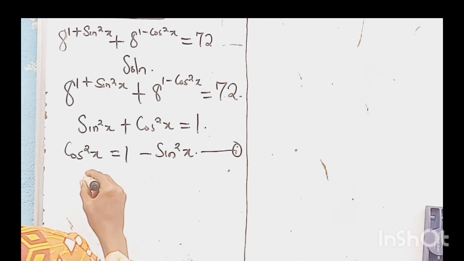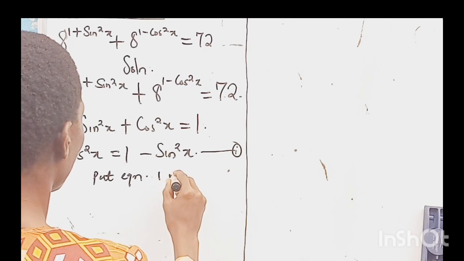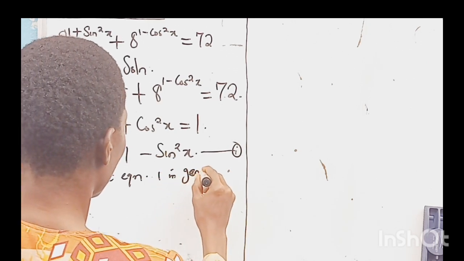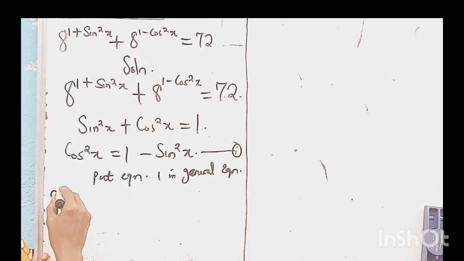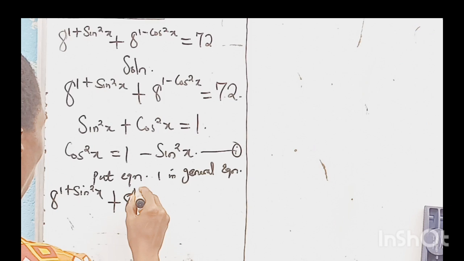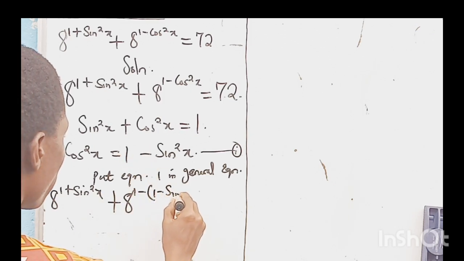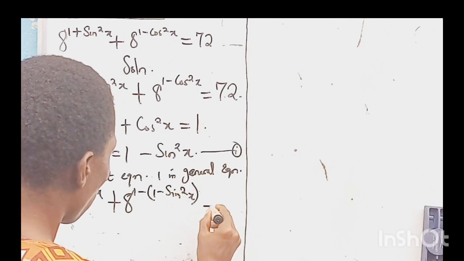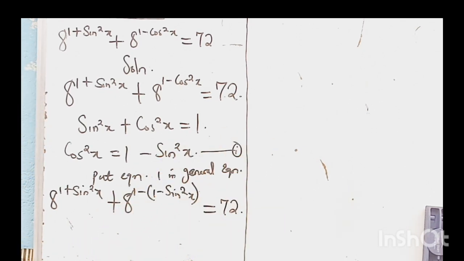So from here, we can now substitute the value of cos square x into the initial equation. So if we put equation 1 in the general equation, that is 8 raised to the power of 1 plus sine square x plus 8 raised to the power of 1 minus, bring the bracket, 1 minus sine square x equals 72. So from here we can clear the fraction of the index or the exponent of 8 here.